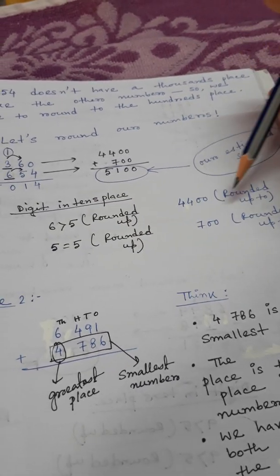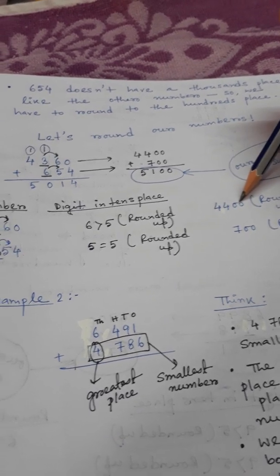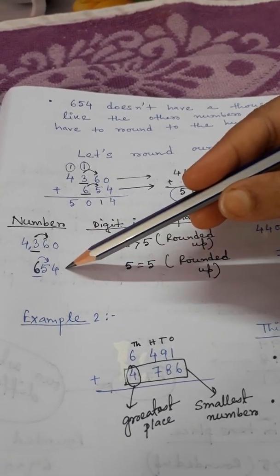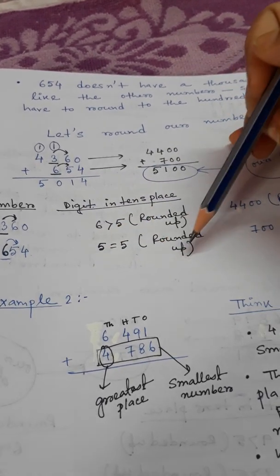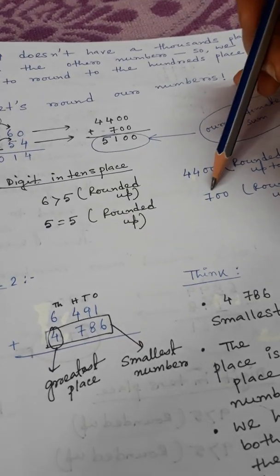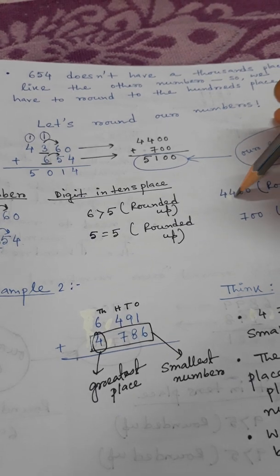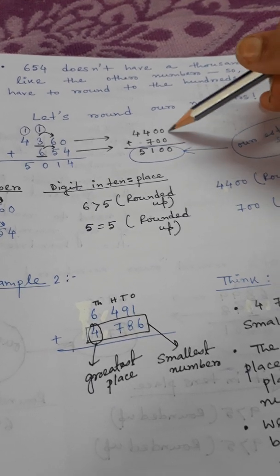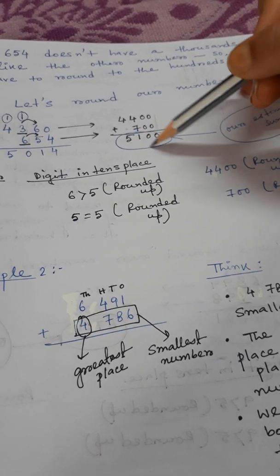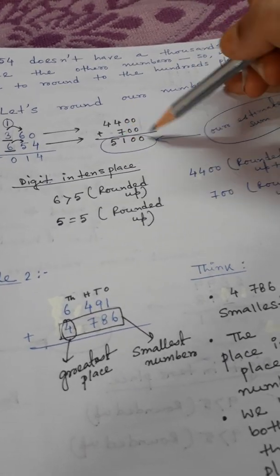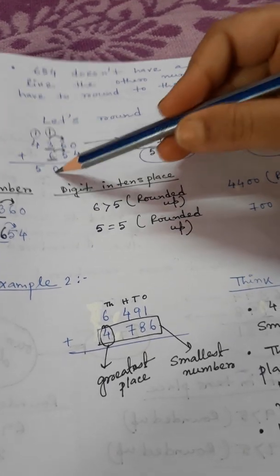After rounding up, the number is 4400. Now you start doing the 654. The tens place digit is 5, so 5 equals 5, and it is rounded up. So the number is 700 after rounding up. Now you add these two numbers. Adding these two numbers, we will get 5100. So this is our estimated sum and this is the actual or exact sum.